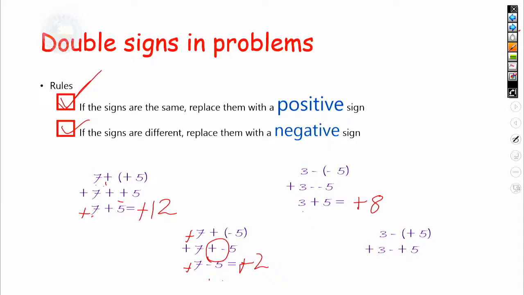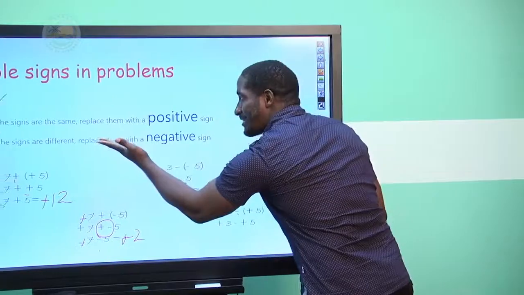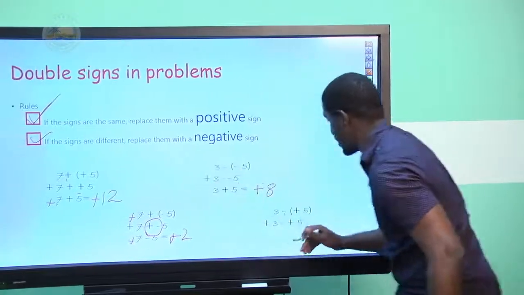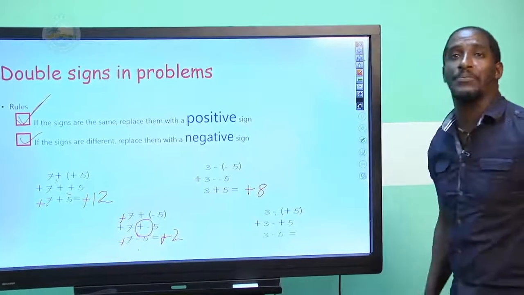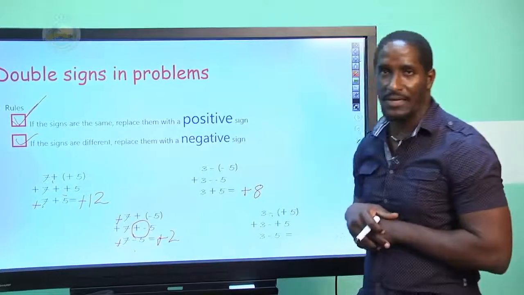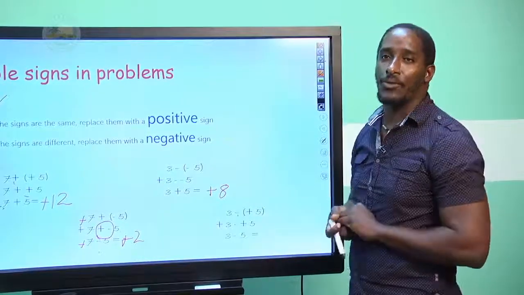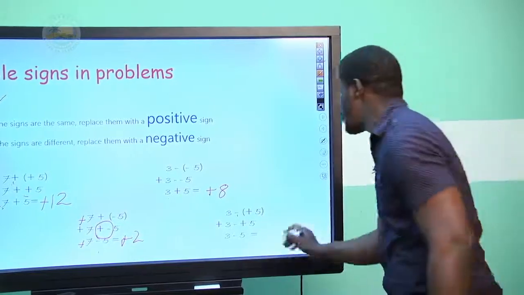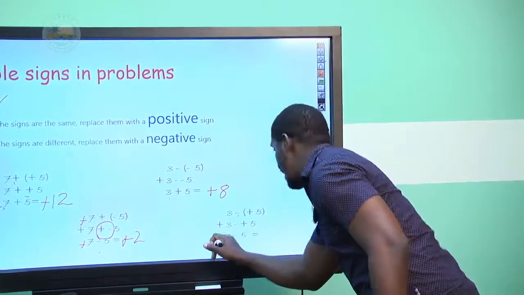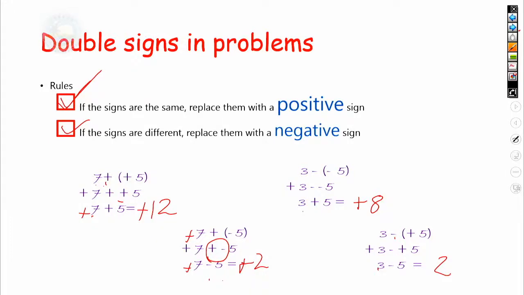So look at this example here. It is 3, but remember, there's no sign in front of the 3, so it's positive 3. And we are subtracting positive 5. Again, double signs. If the signs are the same, replace with a positive. If the signs are different, replace with a negative. So this double sign here has to be replaced with a negative sign. So it's positive 3, negative 5. We now go back to those rules for addition and subtraction of integers. If the signs are the same, add the numbers and keep the sign. If the signs are different, subtract the smaller number from the bigger number and carry the sign of the bigger number. So here we subtract. The smaller number is 3. Subtract that from 5, we have 2. And we carry the sign of the bigger number, that is negative 2.